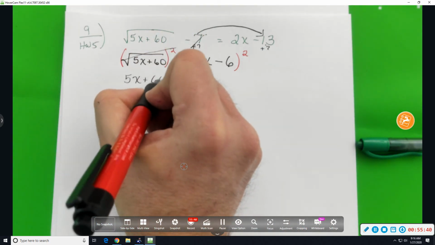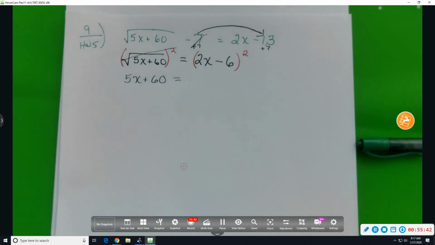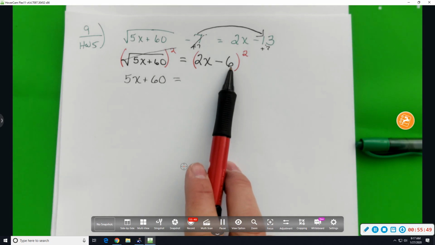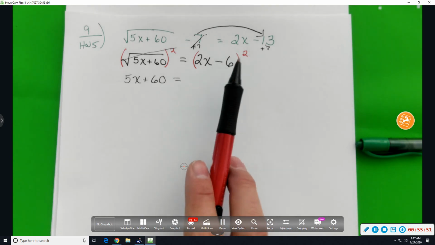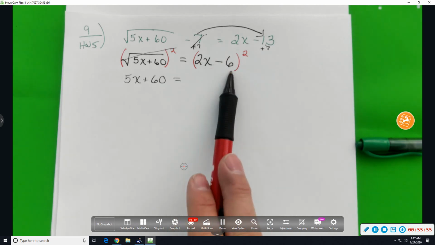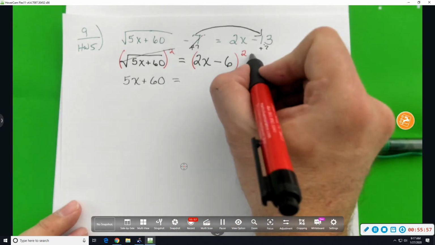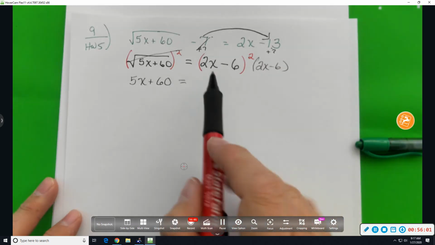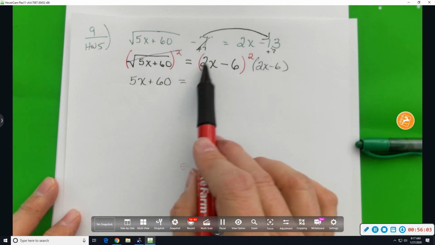But on the right, you've got to be careful. You don't just square the 2x and square the 6. It's a four-letter word in algebra that starts with F. What am I going to have to do to square? FOIL it out. So I'm going to write it out again right here, or maybe you can FOIL it out just in your head. I'm writing it out twice, and now FOILing it out.